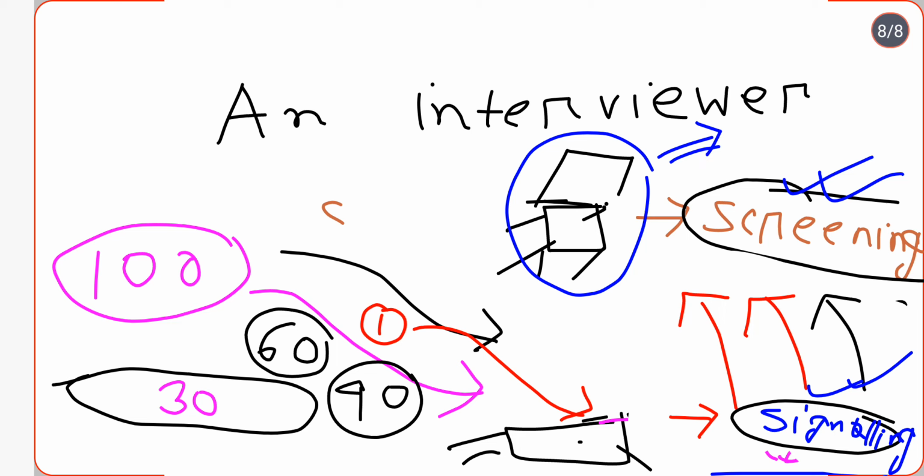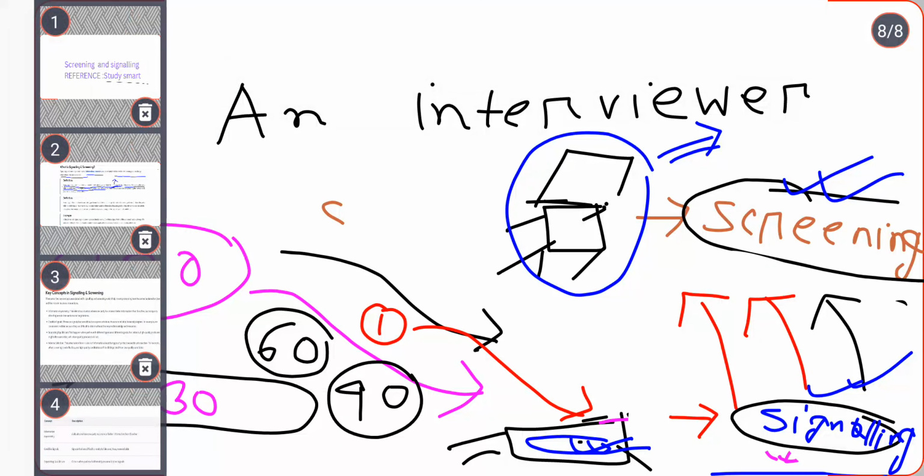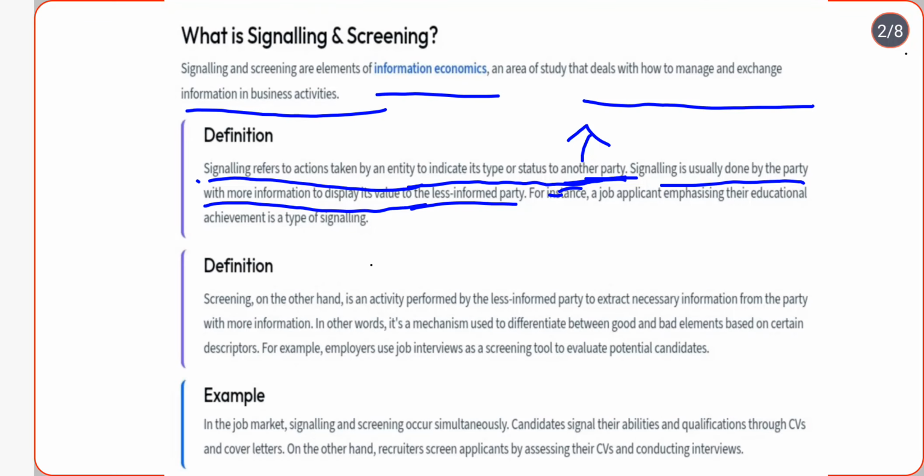But if we talk about this party, he has a greater amount of information about himself. He knows that he is a good candidate or he is a bad candidate. He knows about this. So he has a better opportunity to display his value to the interviewer, that look, I am a good candidate. So he has the opportunity to display his value to the interviewer. Now an example is also given here, that a job applicant emphasizing their educational achievement is a type of signaling.